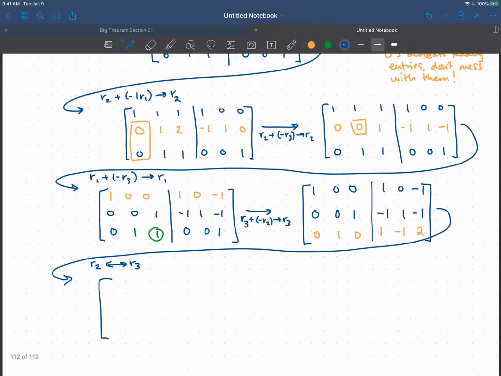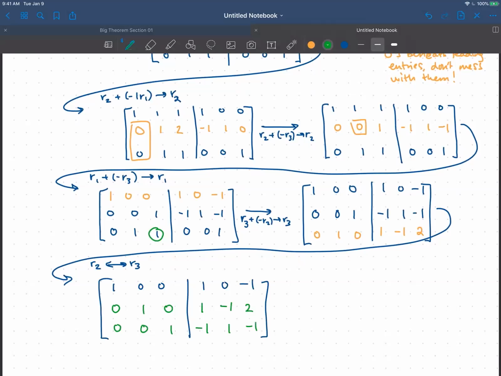And what we get is 1, 0, 0, 1, 0, negative 1. We switched rows 2 and 3, so both of those are going to change. So I get 0, 1, 0. That was my old row 3. And my old row 3 on the other side was 1, negative 1, 2. And then row 2 gets moved down. So I get 0, 0, 1, and negative 1, 1, negative 1.